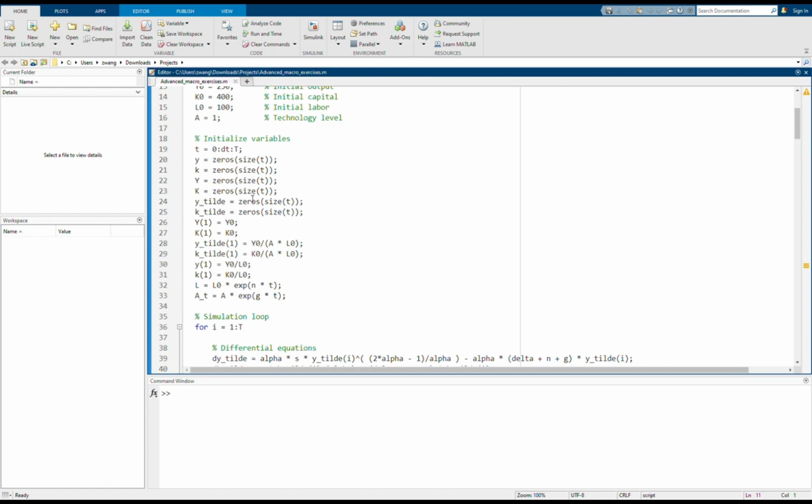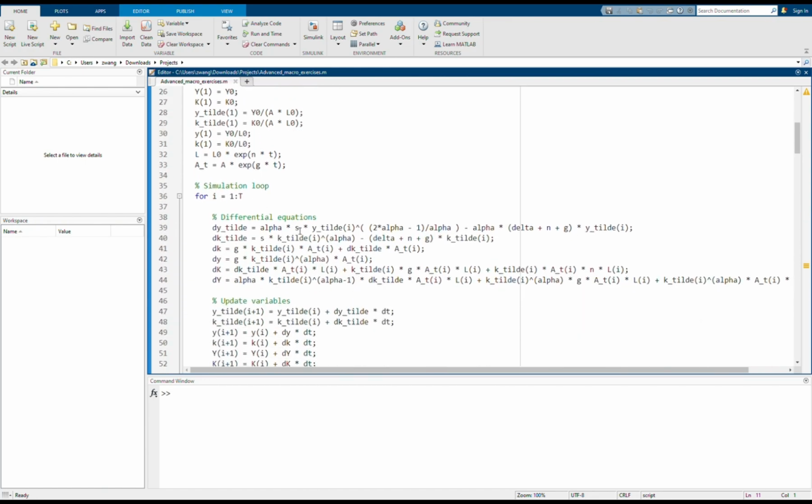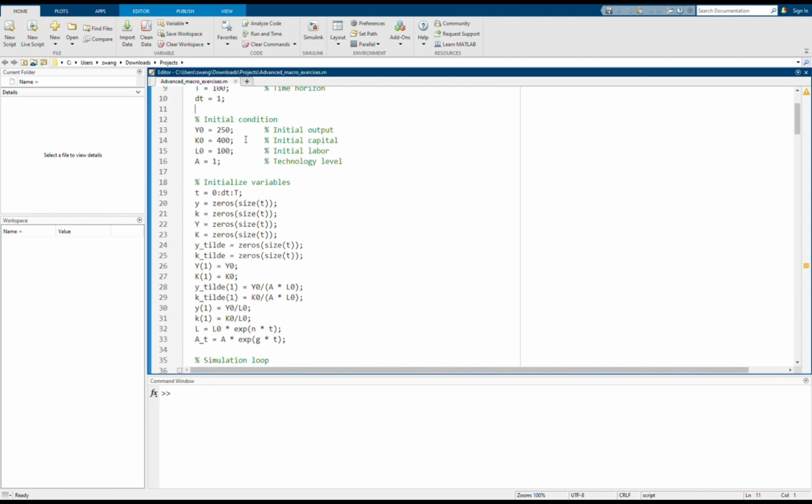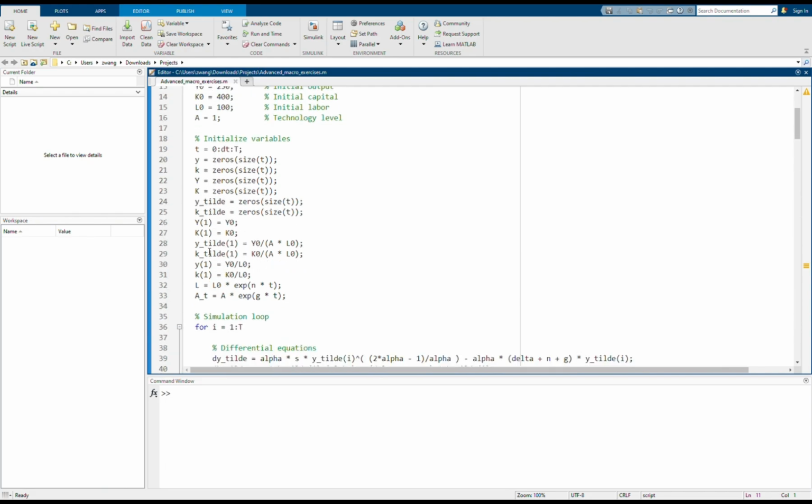And all of these zeros will be replaced by a real number calculated in the simulation loop. I set the value for the first element of these vectors as the initial value of output and capital. For y tilde, k tilde, and output and capital per worker, I use the definition of these variables to calculate the value of their first elements in this array.